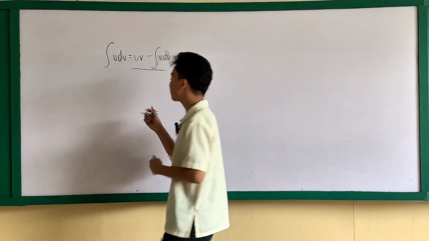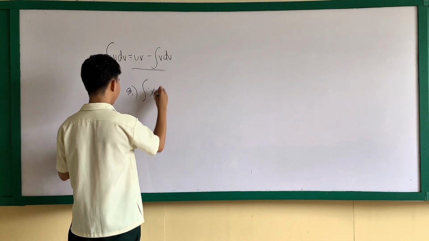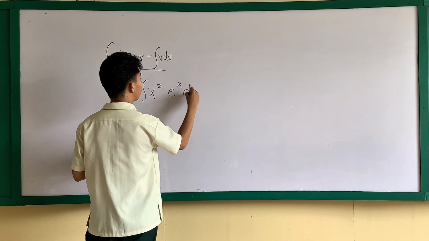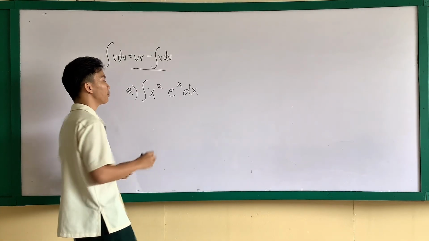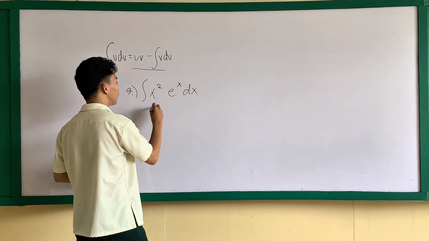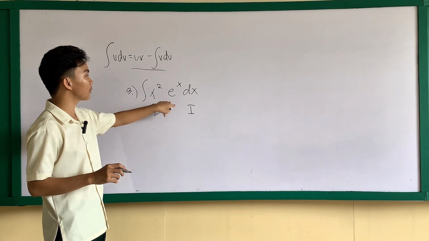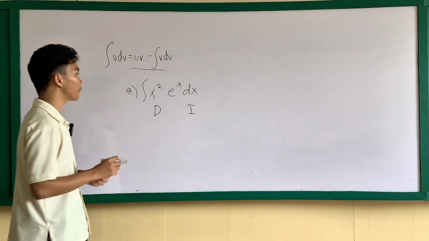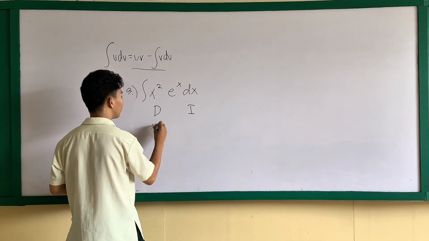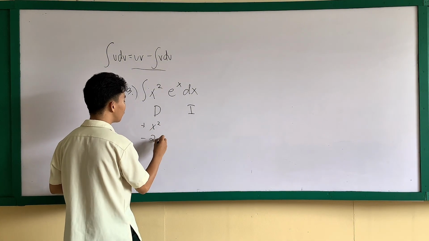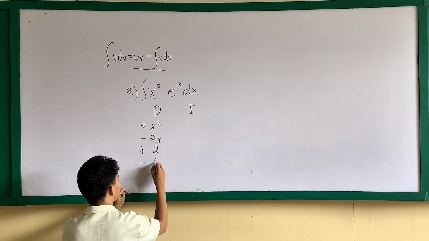So now let's proceed to our problem number 3. The integral of x squared e^x dx. In this problem, I will be solving this using the DI method, like what I did in problem number 1. So we're going to find which of these two terms is simpler to differentiate. So we're going to differentiate x squared. It's going to be 2x, then differentiate again, it's going to be 2, then differentiate again, then 0.